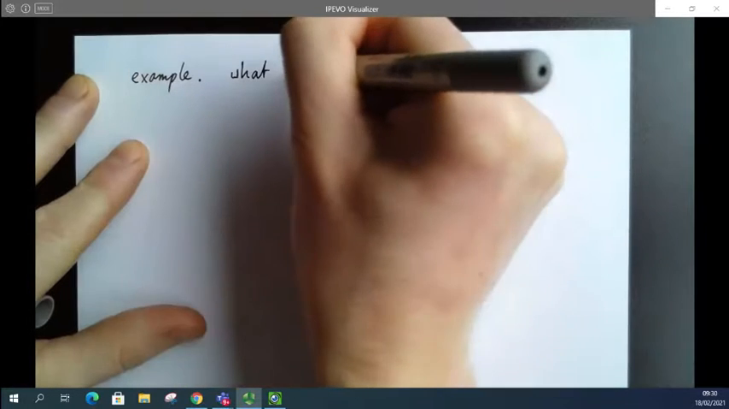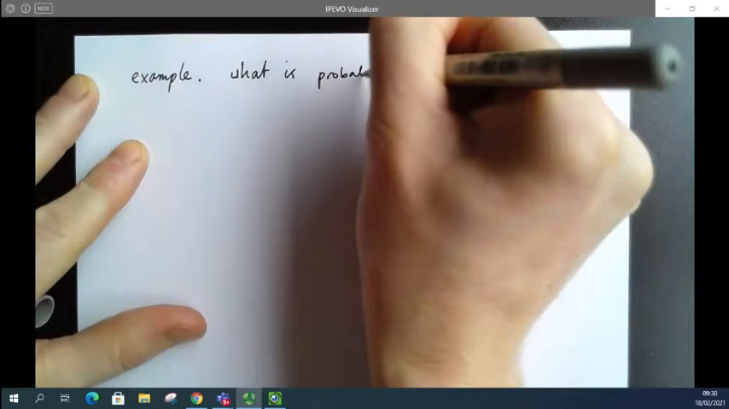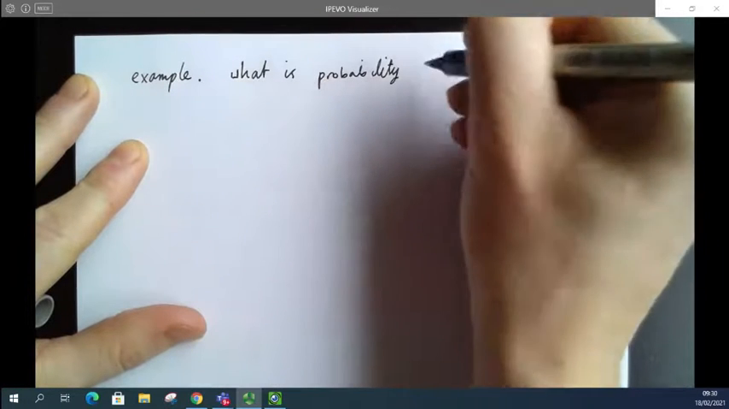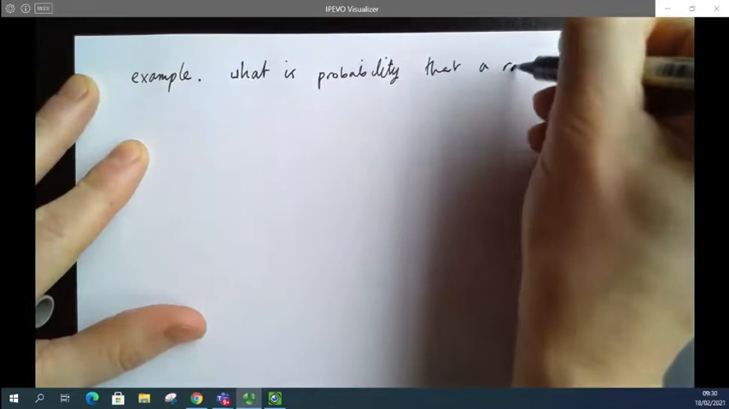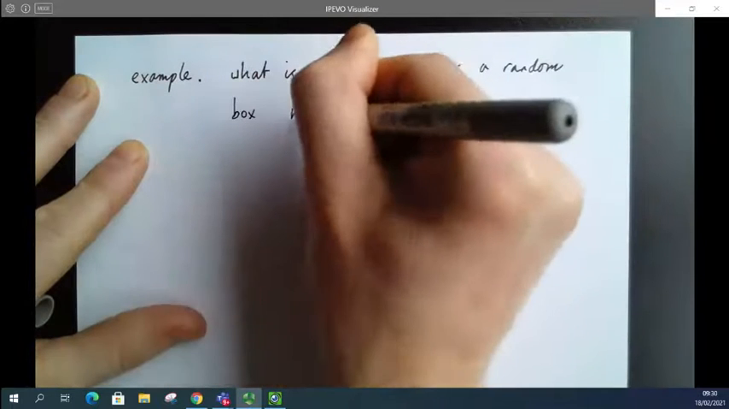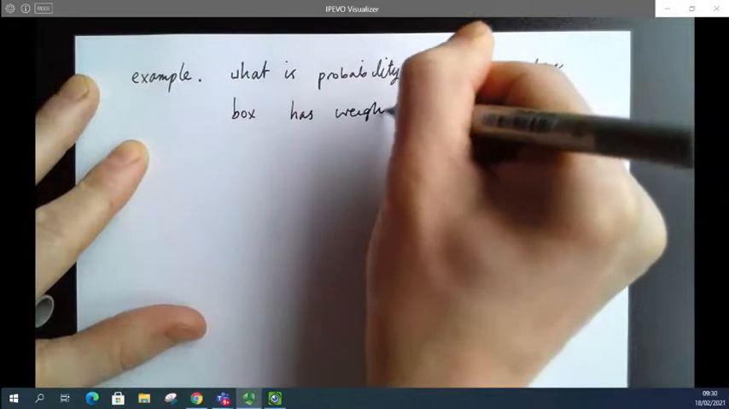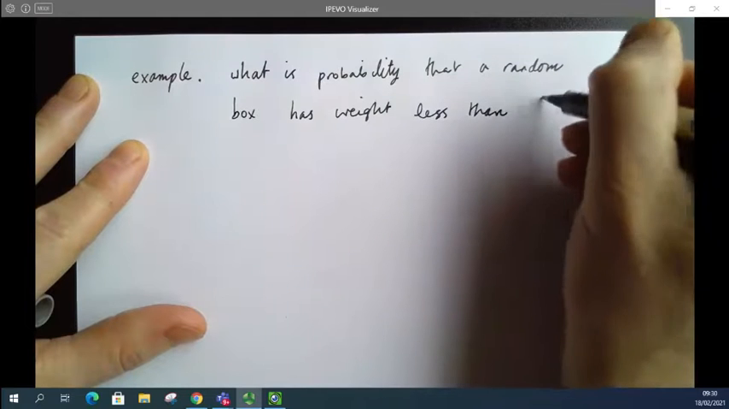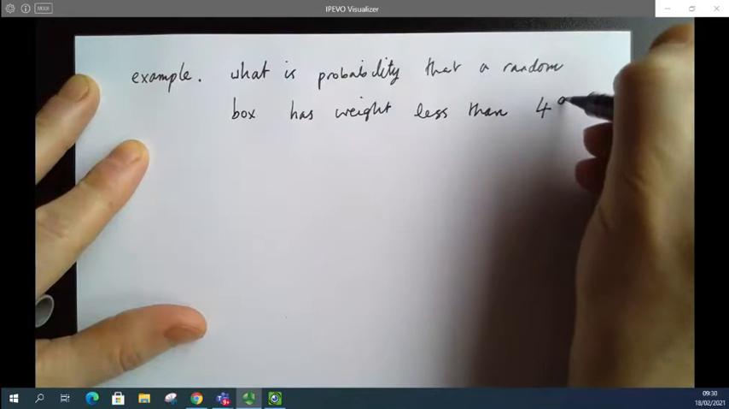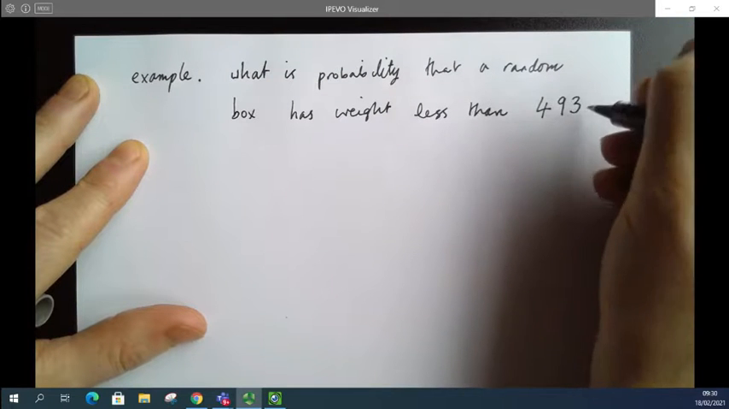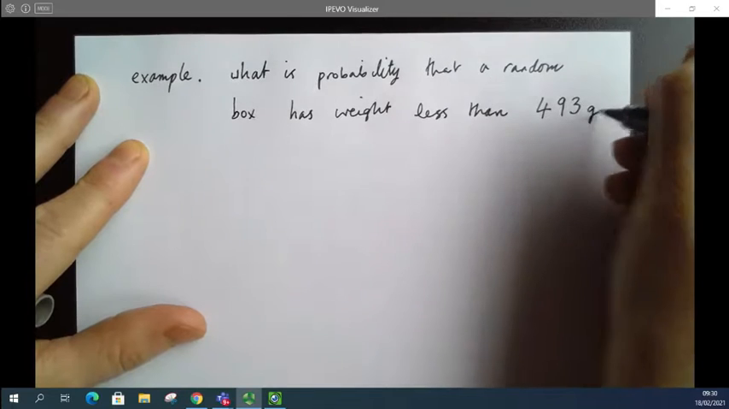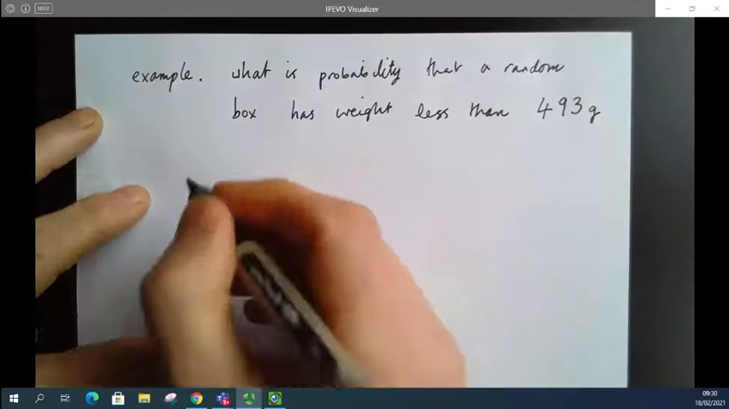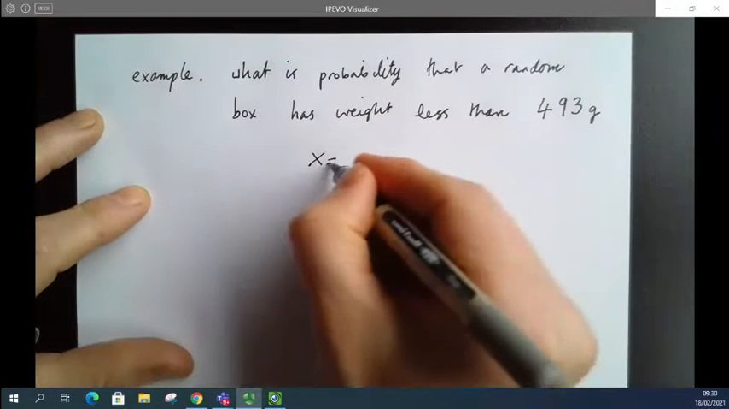What is the probability that a random box has weight less than, we'll just pick a number here, 493 grams? Okay, so that's an x value.